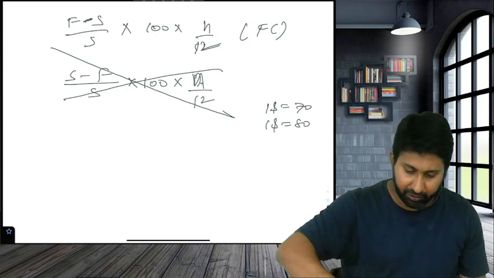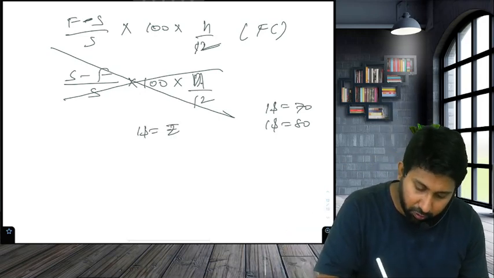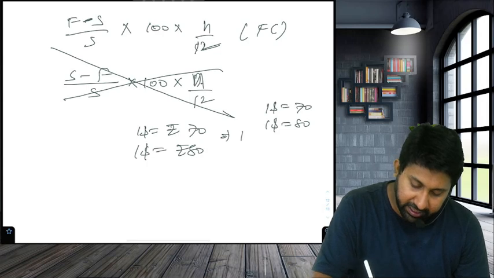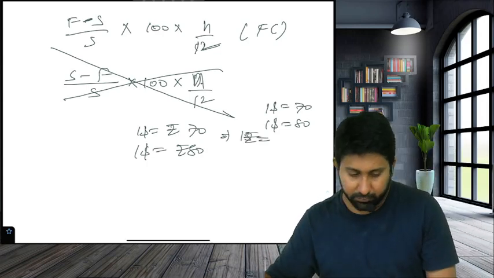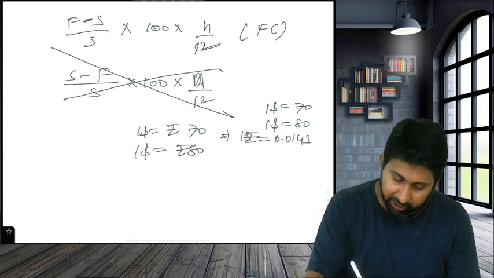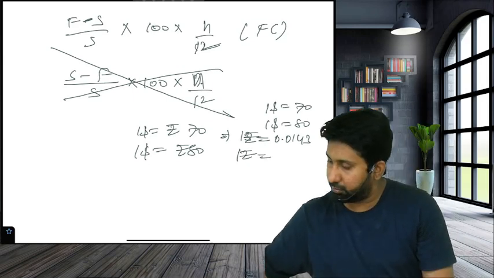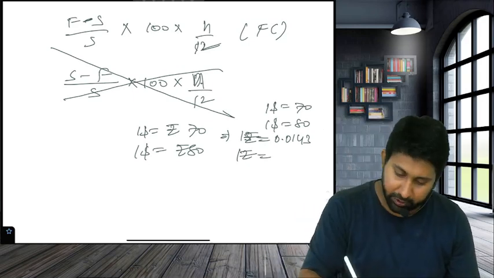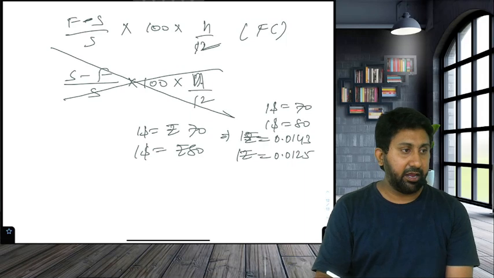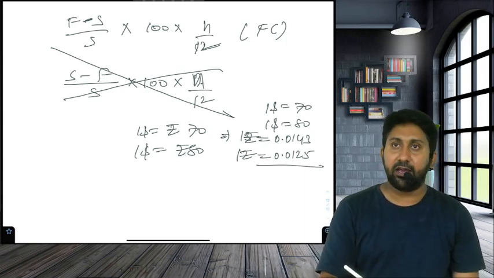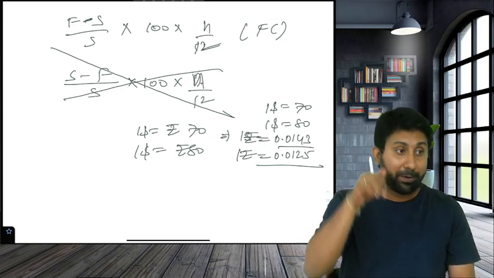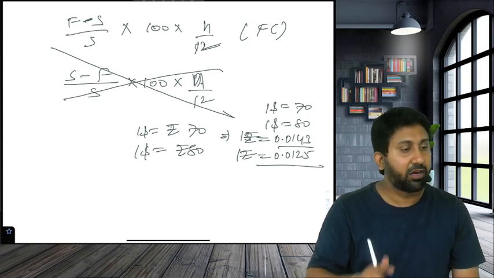For example, $1 equals rupees 70, and $1 equals rupees 80. Now 1 rupee equals 1 divided by 70, which is 0.0143. Next, 1 rupee equals 1 divided by 80, which is 0.0125. Now answer my question clearly. What is the rupee here? 0.0125. And here? 0.0143. The dollar appreciated, which means the rupee depreciated. Is that great logic? Automatically it will be negative.